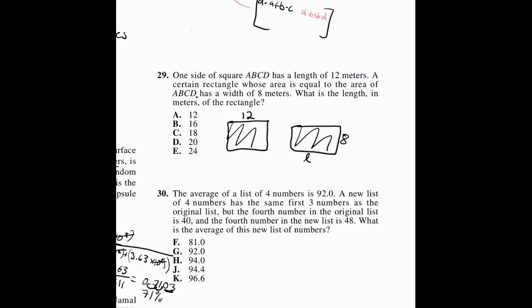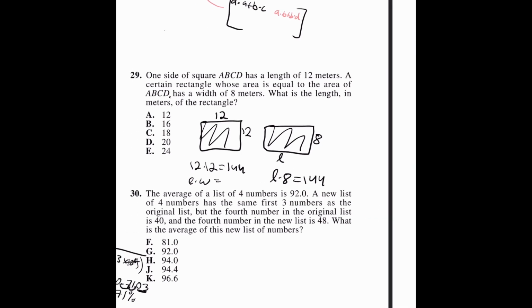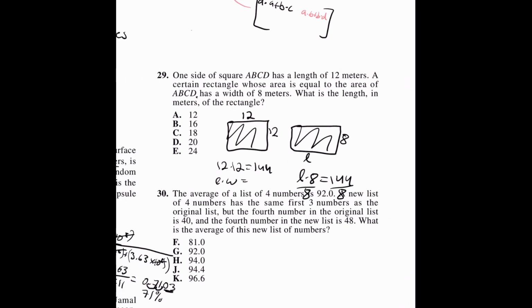Okay, so to find the area of the square, we just do 12 times 12, because all the sides of a square are the same. So length times width, which is 12 times 12, which is 144. So our length times our width here is equal to 144 because our areas are the same, remember? So now I just divide both sides by 8, and our length is, great question, I have no idea. Let's see, 144 divided by 8. Our length is 18. Boom.